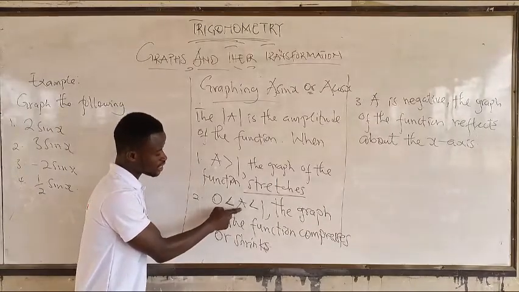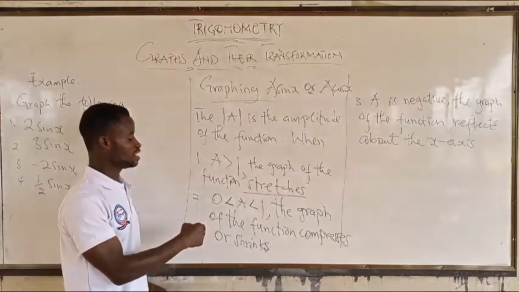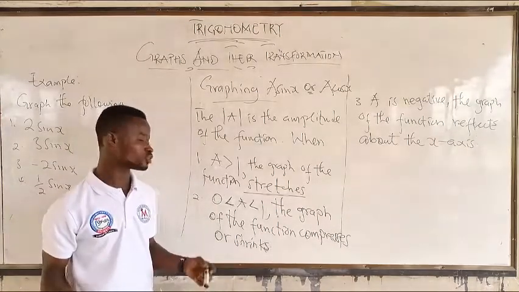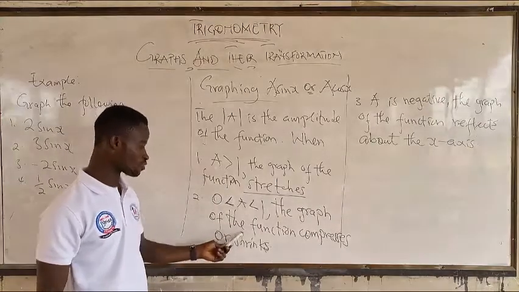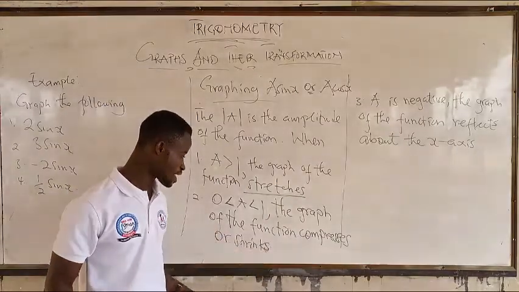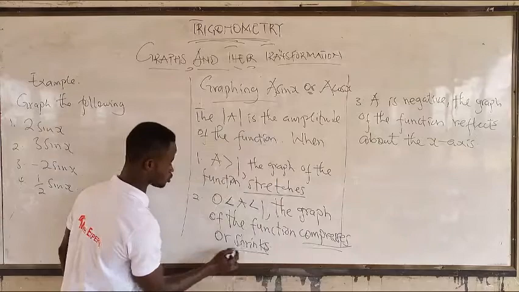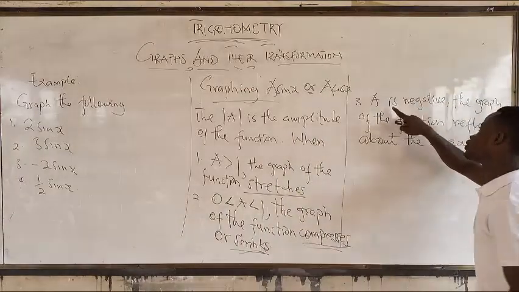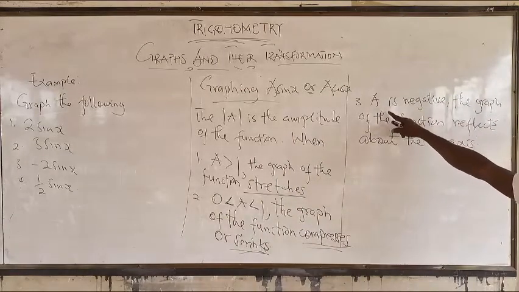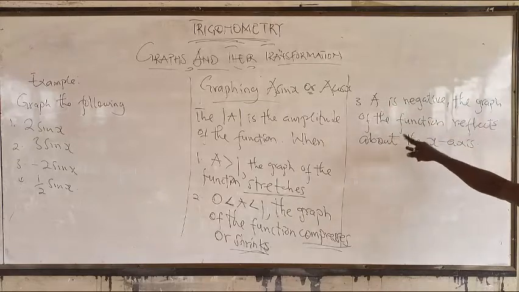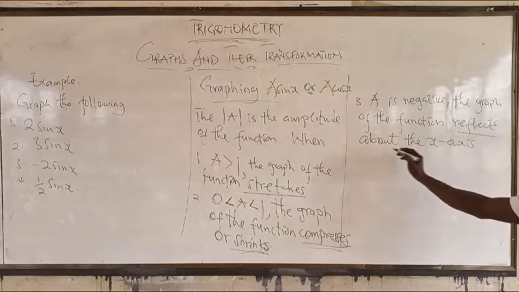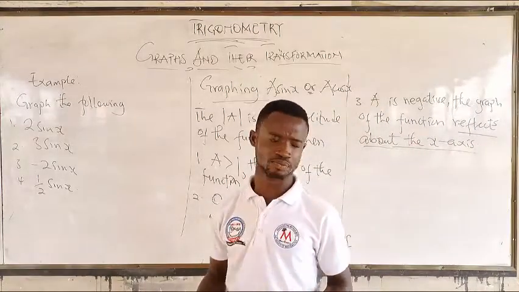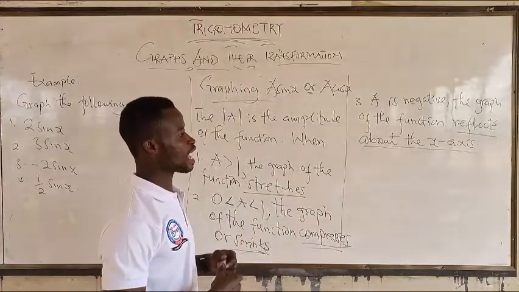And when it is greater than 0, this means that it will be within 0 and 1, but it cannot go beyond 0 and 1. So what this means is that the graph of the function compresses or shrinks. Now, if the amplitude is negative, the graph of the function reflects about the x-axis. When it is negative, that means that it is reflecting about the x-axis.